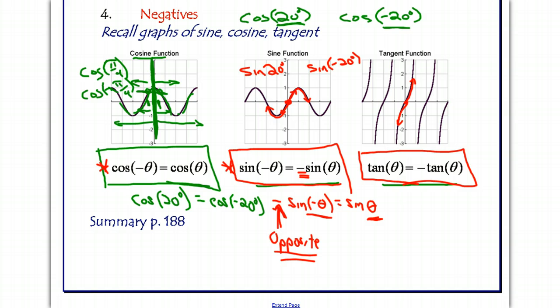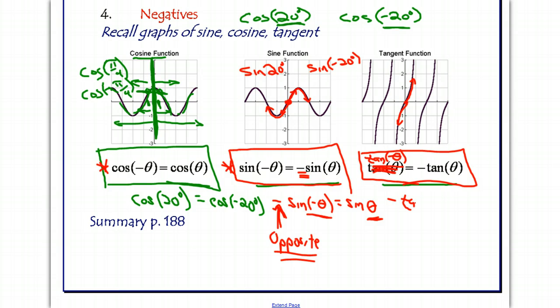The tangent of theta is the opposite. Ooh, there's a typo there, isn't there? That should be the tangent of negative theta. And I've already printed these out for you guys, so you'll have to fix that on your own sheet. I'll check tomorrow and see if you fix that. So the tangent of negative theta is the opposite, or the negative tangent of theta.